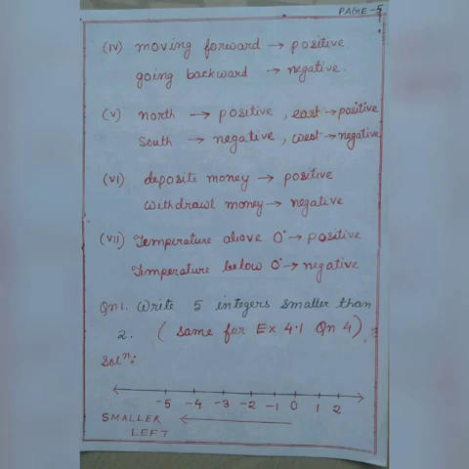Temperature above 0 degree is positive, temperature below 0 degree is assumed negative. Now, let us do some exercises based on the number line.